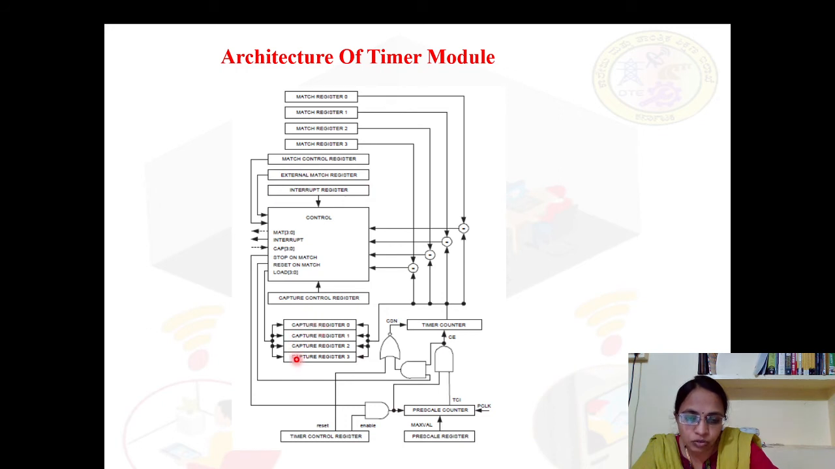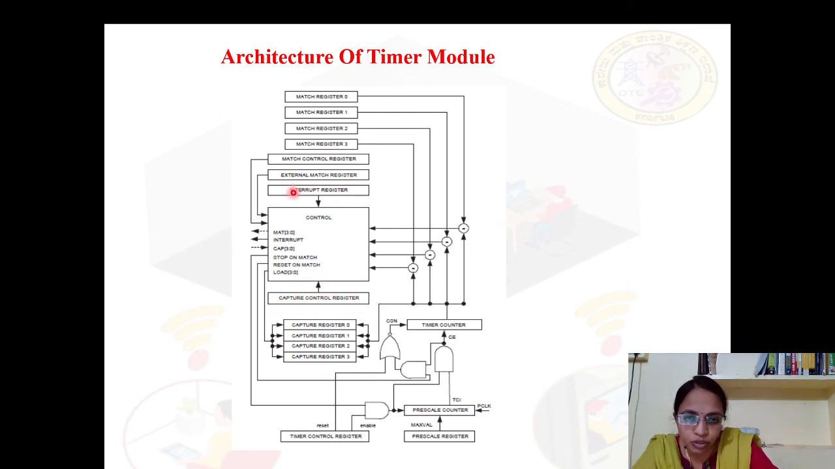And there are 4 capture registers here, and there are 4 capture input pins. So these are the 4 capture input pins. Whenever a signal transition occurs on these 4 capture input pins, these capture registers will take a snapshot of the timer counter value. On which edge of the capture input the timer counter value should be captured in the capture register is controlled by another register called the capture control register.